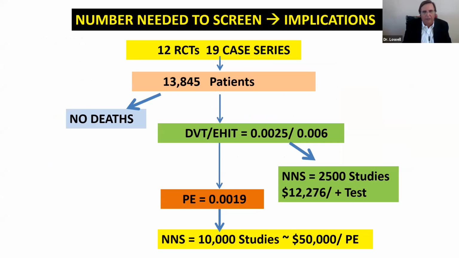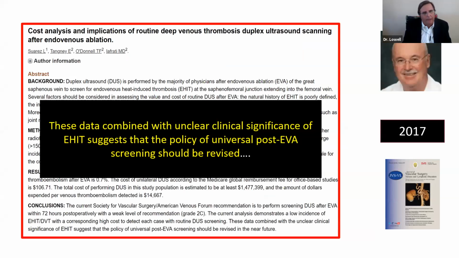The DVT rate is 0.0025 versus 0.006 for EHIT. So the number needed to screen is about 2,500 studies for one positive test. And assuming that $100 was the Medicare or government's reimbursement, you're looking at about $12,000. If you look at PE, the number needed to screen for one was 10,000 with a $50,000 cost. So he concluded that these data combined with the unclear significance of EHITs suggest the policy of universal postoperative endovenous ablation screening should be revised.